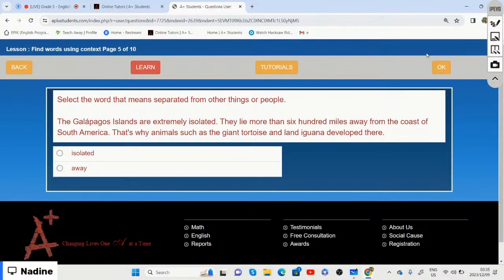Select the word that means separated from other things or people. The Galapagos Islands are extremely isolated. They lie more than 600 miles away from the coast of South America. That's why animals such as giant tortoises and land iguanas developed there.